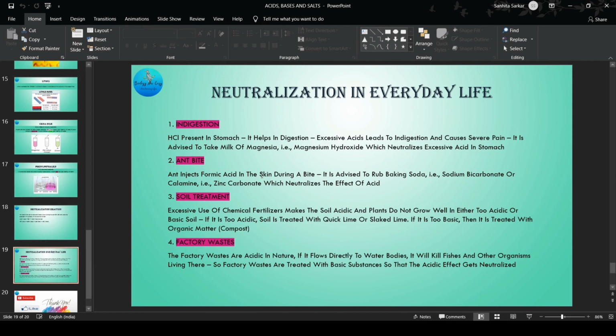And the last example of neutralization reaction in everyday life is of factory wastes. The factory wastes are acidic in nature. If it flows directly to water bodies, it will kill all the organisms living there. So, factory wastes are treated with basic substances so that the acidic effect gets neutralized.